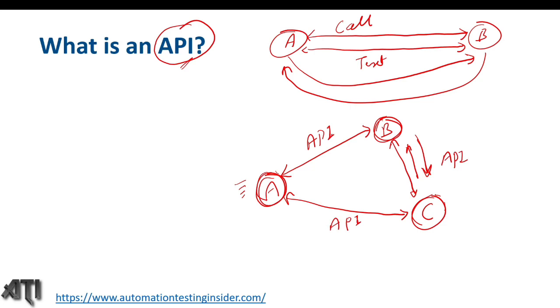If I give the proper definition of API, it would be: an API is a way for two or more computer programs to communicate with each other. Here we are requesting something from the other application program and we get some response using the API. That is an interface, which is called an application programming interface.